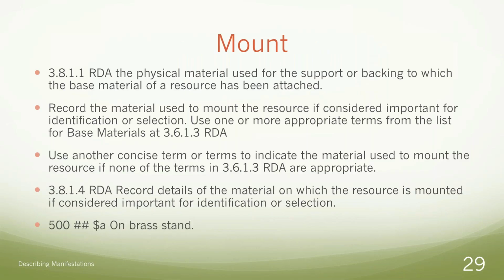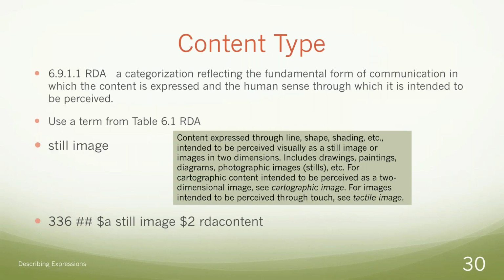If it's mounted in any way, give a term or description in very concise terms as much as you can for the mount. So if you've got, let's say, a globe, maybe it's on a brass stand, and that can go in a 500 field. For the content type, you are of course going to use still image.